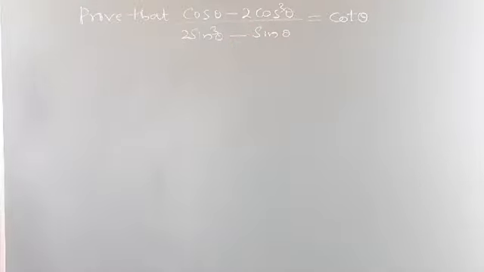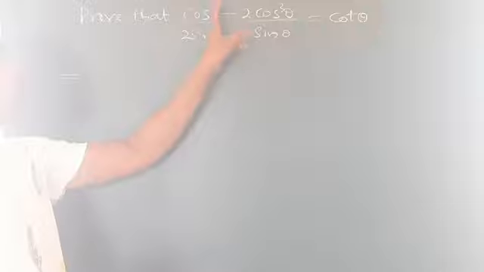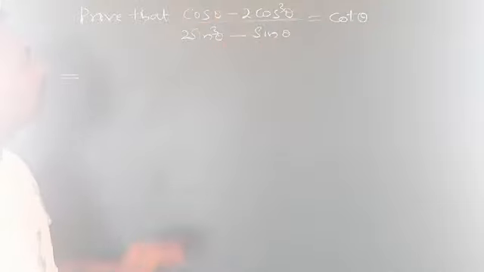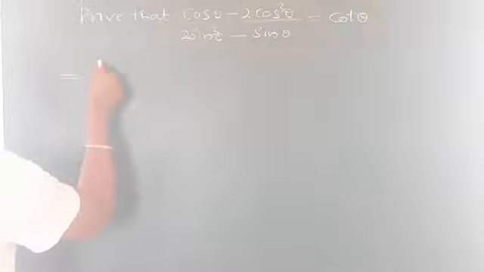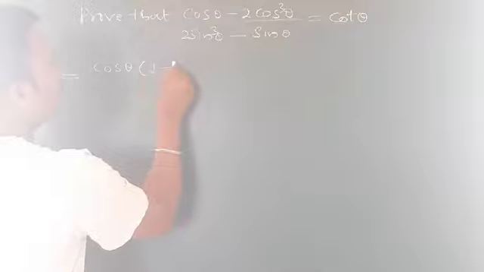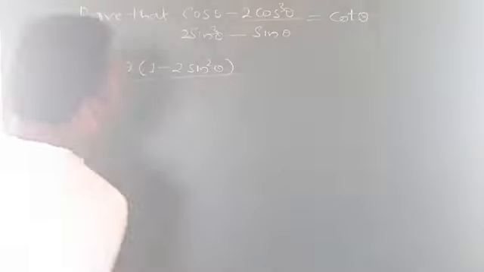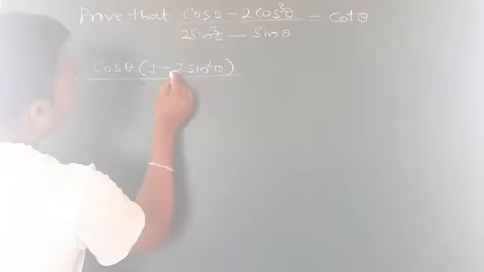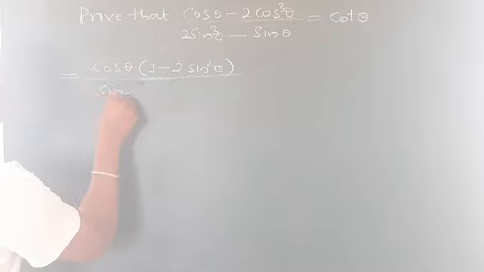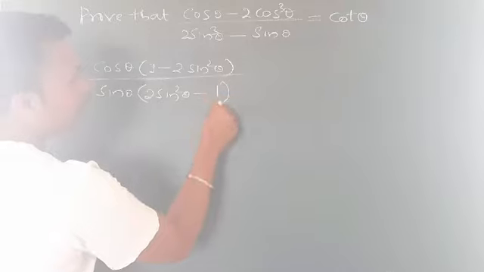So now, see, one by one I'll prove it. We have cos theta minus 2 cos cube theta, and here we have 2 sin cube theta minus sin theta. Here we have cos, and in the denominator we have sin, so let me take cos and sin as common. I'll take cos theta as common, and the remaining is 1 minus 2 sin square theta. Again, here I'll take sin theta as common, and the remaining is 2 sin square theta minus 1.